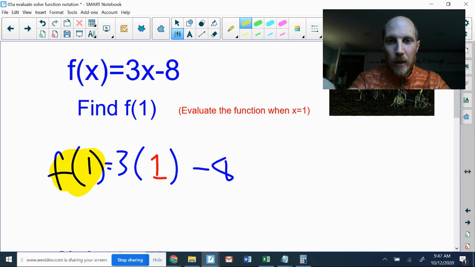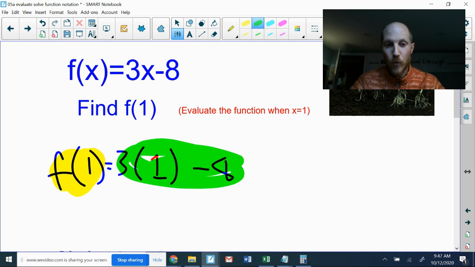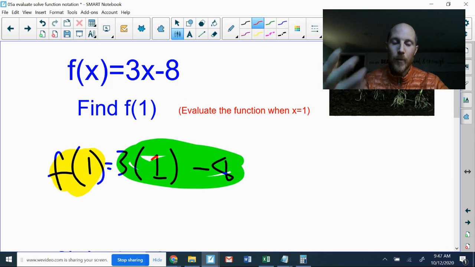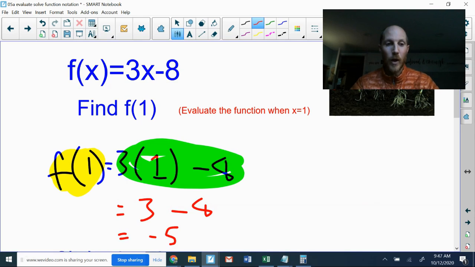All of the work that I need to do is going to happen over here in the part I just highlighted green on the right-hand side. And so I'm going to follow the order of operations. I need to do 3 multiplied by 1 and then subtract 8. If I remember GEMDAS, I got to multiply before subtracting. So I'm going to multiply 3 times 1, that's 3. And then I'll have to subtract 8. And 3 minus 8 is going to be -5. So after 1 day, the height of the plant is -5 centimeters.